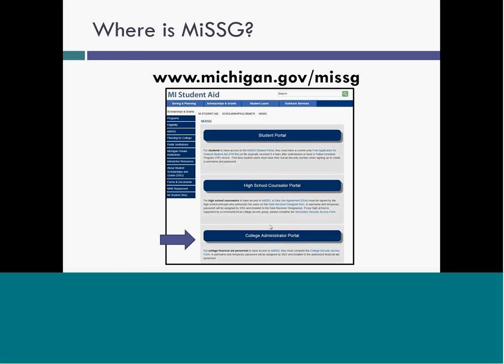Shannon. So I think we're doing good now. I'm first going to start with just giving you an overview of where to find MiSSG. You'll go to michigan.gov/MiSSG. And here you'll notice three different buttons. There's the student portal, the high school counselor portal, and then the college administrator portal. For you, you're going to go ahead and click on the college administrator portal to begin your login.